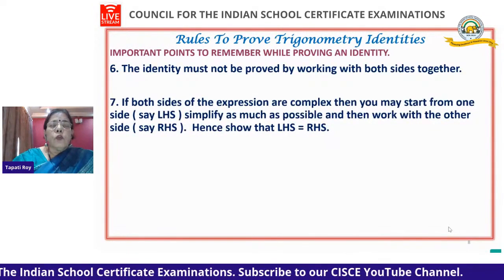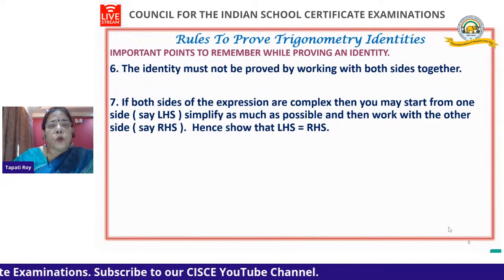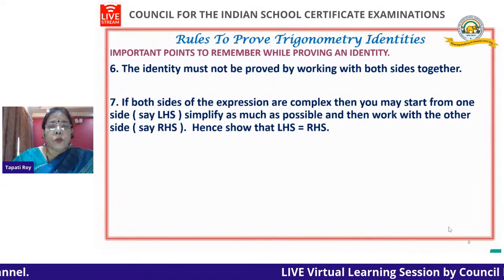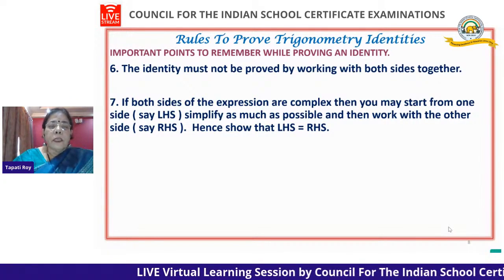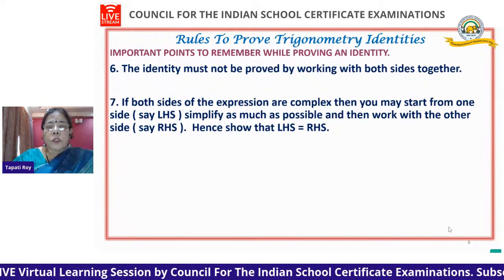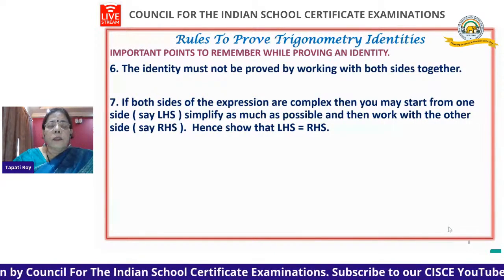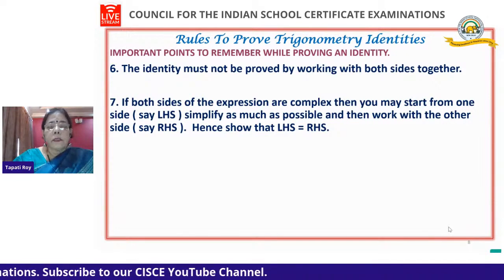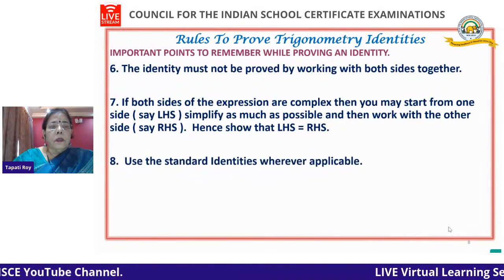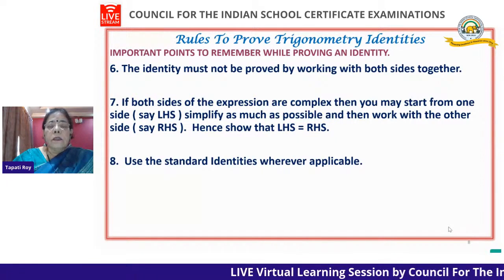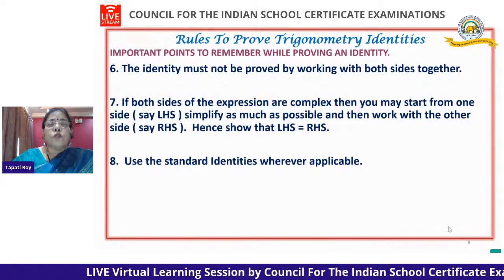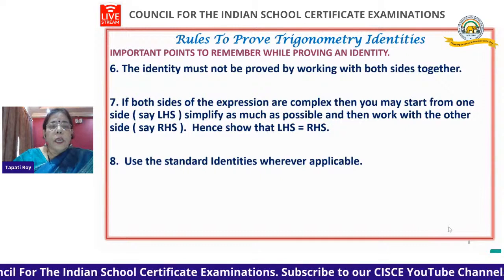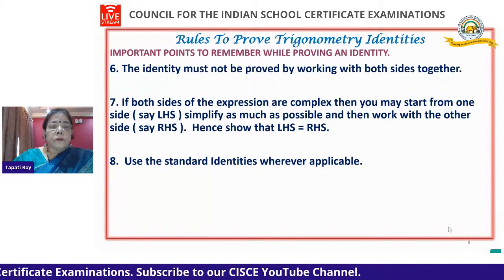Next one. Now you're looking at a sum and it looks like both the expressions are complex. If both sides of the expression are complex, then what do you do? Then you may start from one side, say the left hand side, simplify as much as possible, and then work with the other side, say the right hand side, and hence show that the left hand side is equal to the right hand side. Use the standard identities wherever applicable. That is a big tool for you to solve the identity. So keep in mind what the tools are and then use the tools.